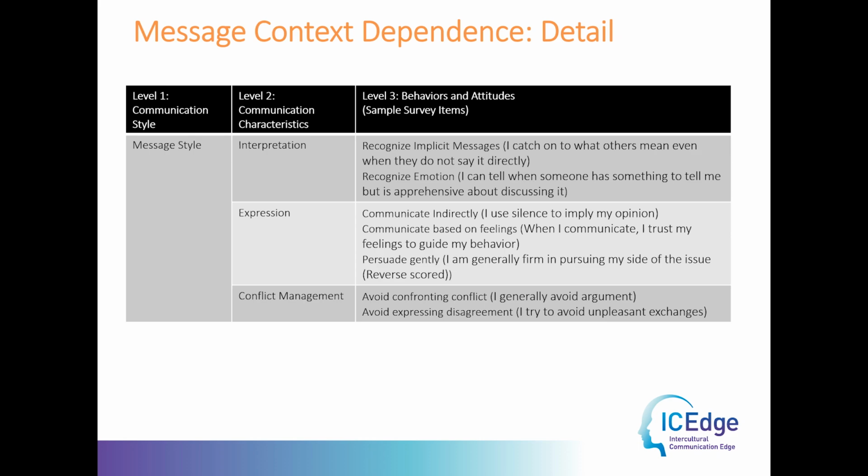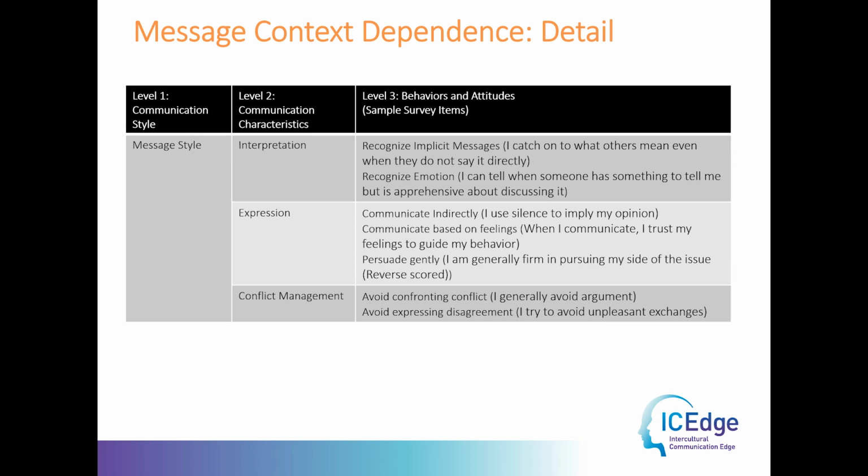Here I want to go into a little more detail about each of the scores that are provided at levels 1, 2, and 3. So level 1, message style. Level 2, as I mentioned, interpretation, expression, and conflict management. And just to familiarize you with how those scores are created, the interpretation is broken up into recognizing implicit messages and recognizing emotion. A sample item from recognizing implicit messages would be, I catch on to what others mean, even when they do not say it directly. A sample item for recognizing emotions would be, I can tell when someone has something to tell me but is apprehensive about discussing it.